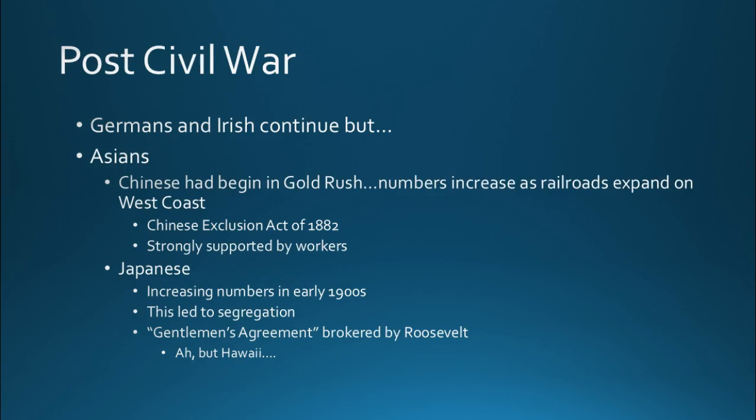After the Civil War, Germans and Irish continue. Once German and Irish immigration starts, it never goes away, and they remain in the top tier of countries sending immigrants to the United States right into the 20th century. But you begin to get other groups. First, let's talk about the Asians briefly.